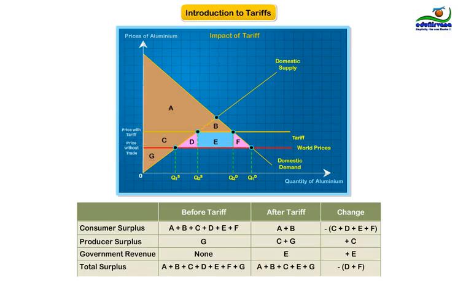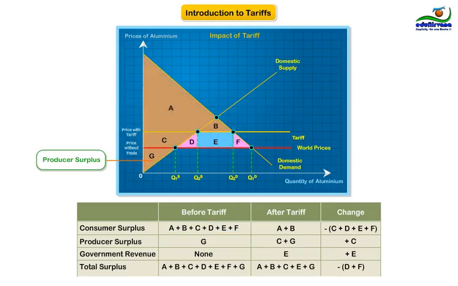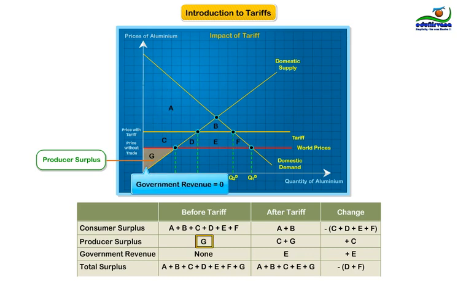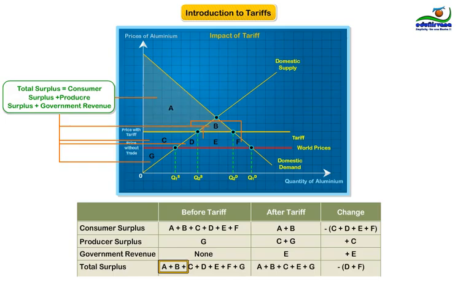Before the tariff, the domestic price equals the world price. Consumer surplus, the area between the demand curve and the world price, is area A plus B plus C plus D plus E plus F. Producer surplus, the area between the supply curve and the world price, is area G. Government revenue equals 0. Total surplus, the sum of consumer surplus, producer surplus and government revenue, is area A plus B plus C plus D plus E plus F plus G.